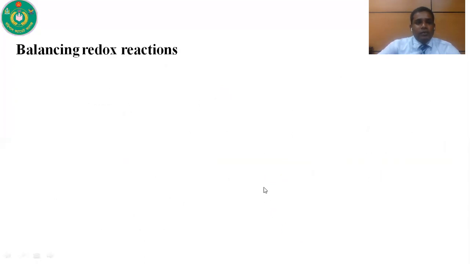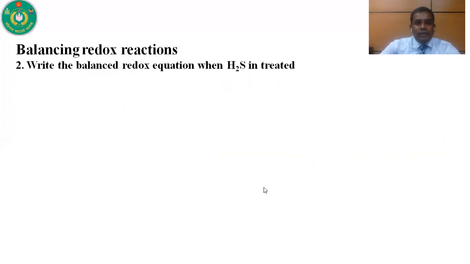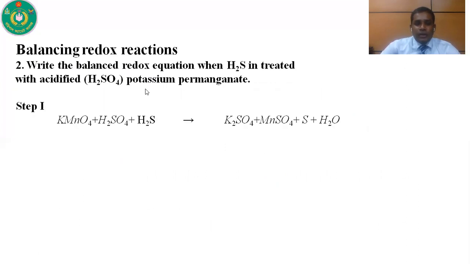Now another example: write the balanced redox reaction when hydrogen sulfide is treated with acidified potassium permanganate. So for this reaction, we need to write down the reaction properly. Here, when hydrogen sulfide reacts with potassium permanganate in presence of sulfuric acid, we get potassium sulfate, manganese sulfate, sulfur and water.